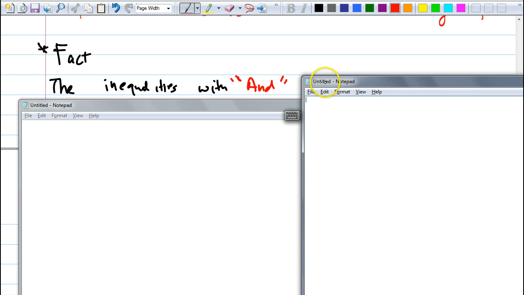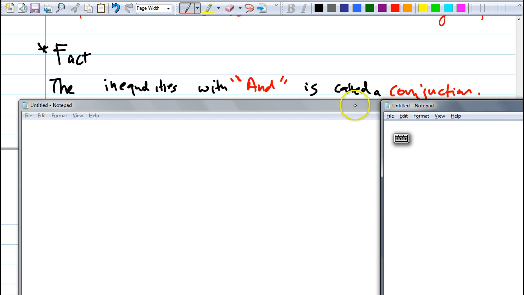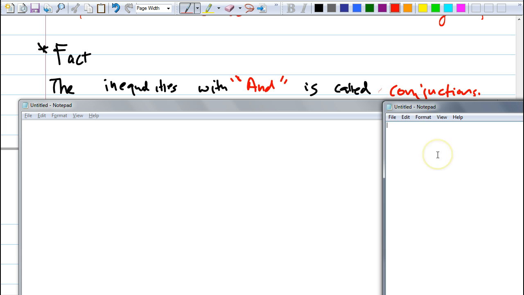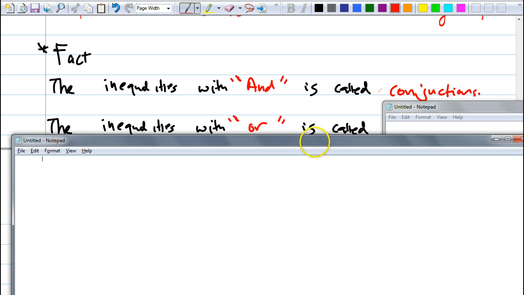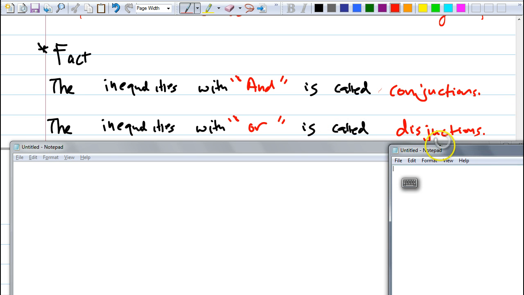The inequalities with and is called conjunction. Okay. The inequalities with and is called conjunction, and where you have inequality with or are called disjunction.